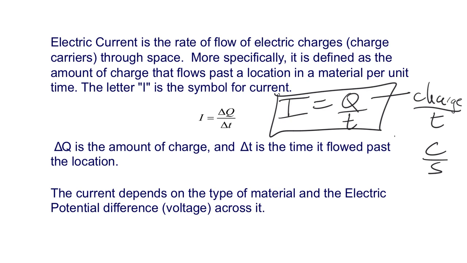Okay? Another unit equivalent to a coulomb per second is an amp. So 1 amp, designated by capital A, is the unit of current. It's the same as a coulomb per second, capital C over lowercase s.